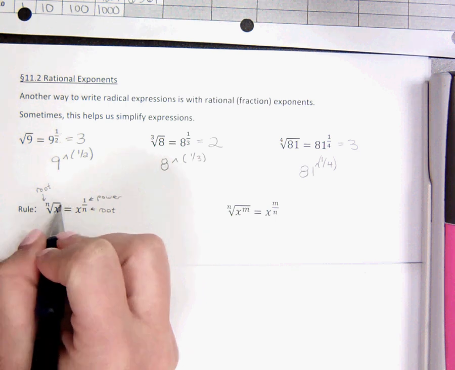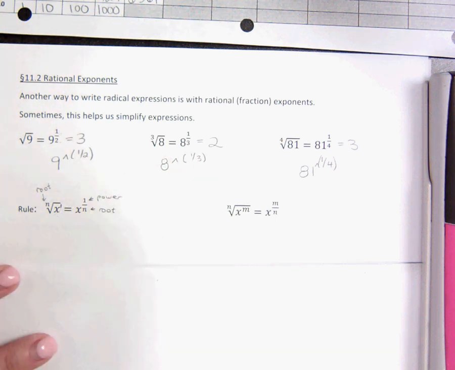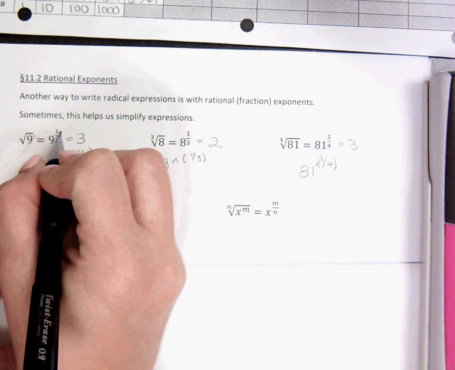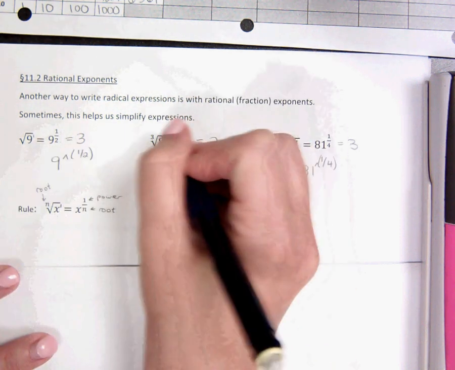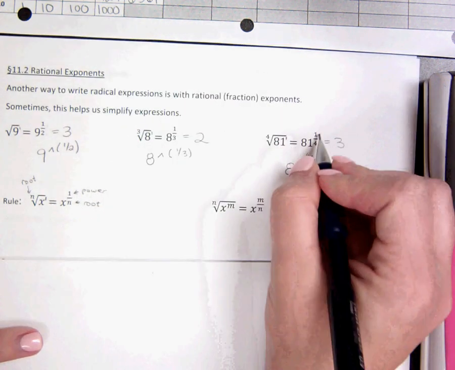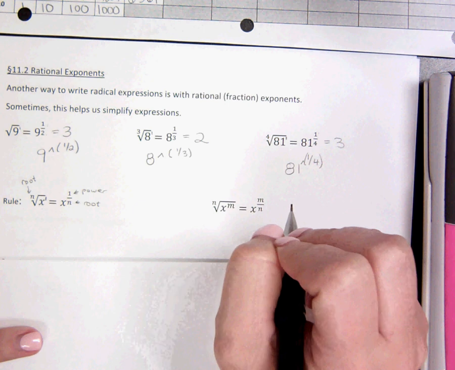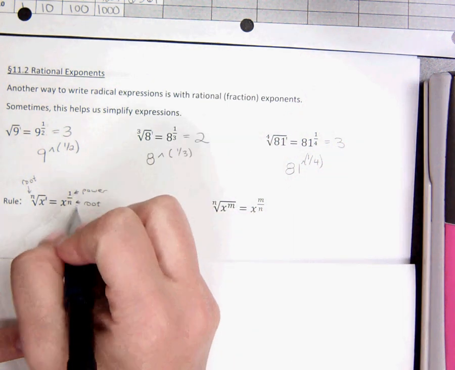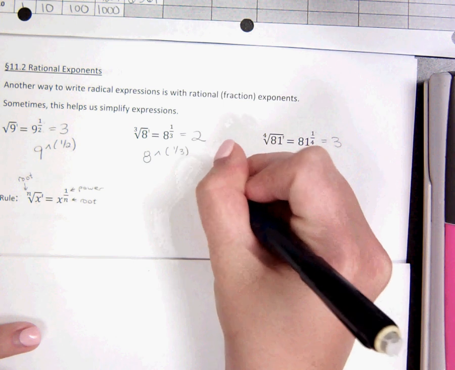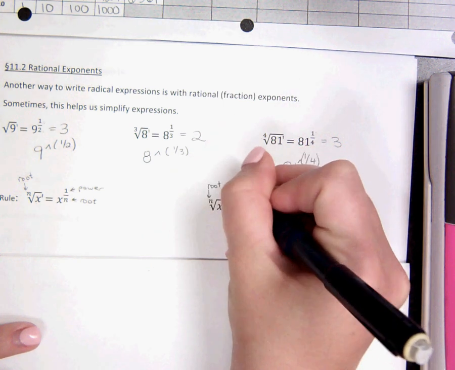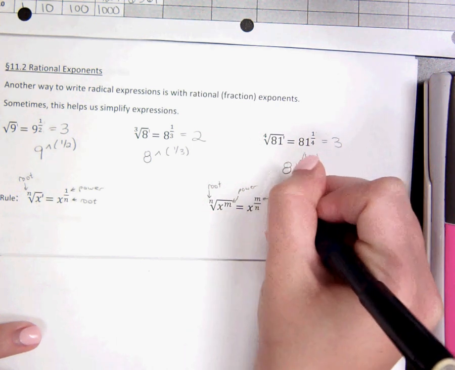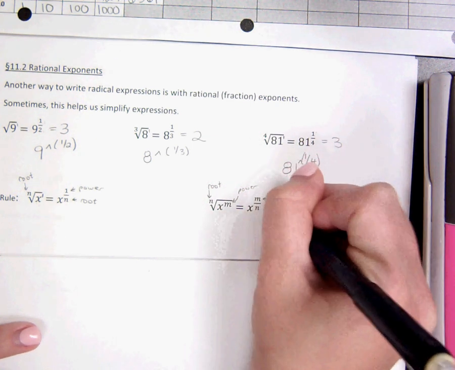So if it's just plain old x, that's x to the 1 power, which is why it's a 1. So this 9 is to the 1 power, which is why that's a 1. This 8 is to the 1st power, which is why that's a 1. 81 is to the 1st power, which is why that's a 1. So it's power on top, root on the bottom. Same thing here, that's the root, and that's your power. Power goes on top, root goes on the bottom.